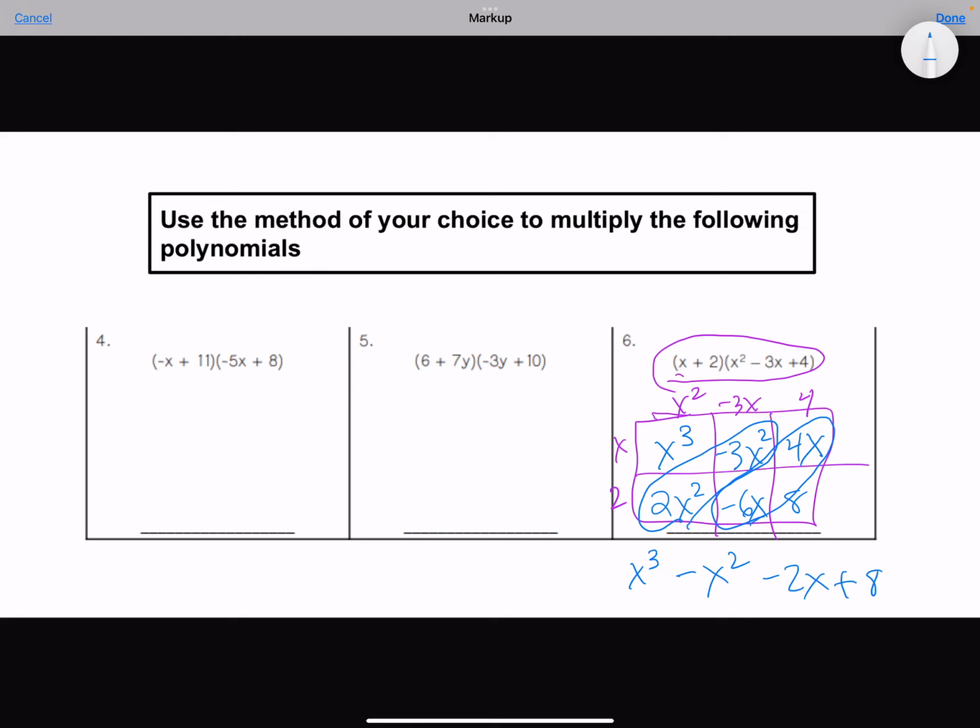Okay, so I will let you do whatever method you choose. You can practice with 4 and 5, and then you can email me your answers.